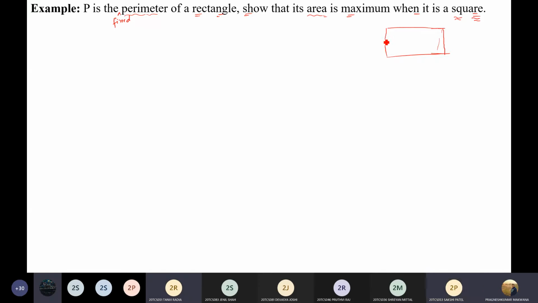2 into (L plus B), or 2 into (x plus y). Yes, very good. So if we take this one as L and B, or you can take this one as x and y, the perimeter of this one is P equal to 2(x plus y). Second thing, how can you find out the area? What is the formula? Area is equal to length into breadth, so that is x into y.